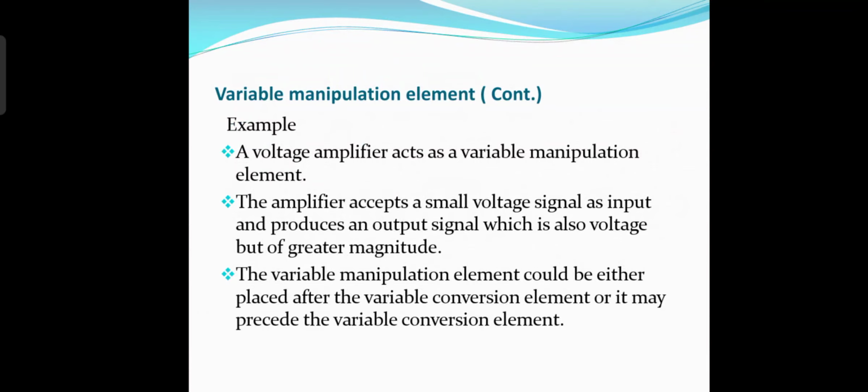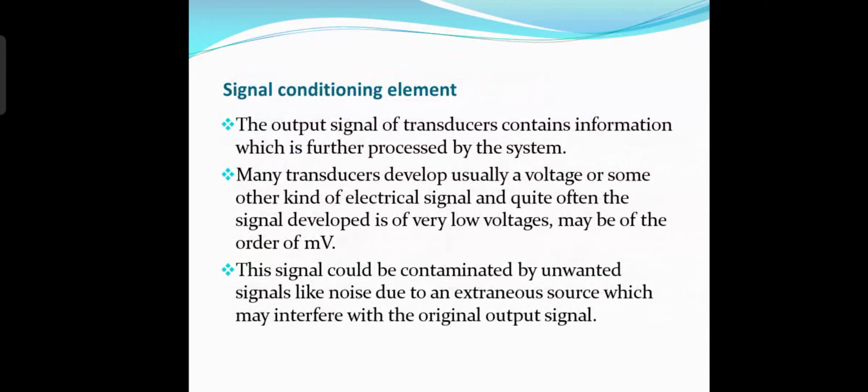For example, a voltage amplifier acts as a variable manipulation element, in which the amplifier accepts a small voltage signal as input and produces an output signal which is also voltage but of greater magnitude. The variable manipulation element could be either placed after the variable conversion element or it may precede the variable conversion element. The next block is the signal conditioning element.